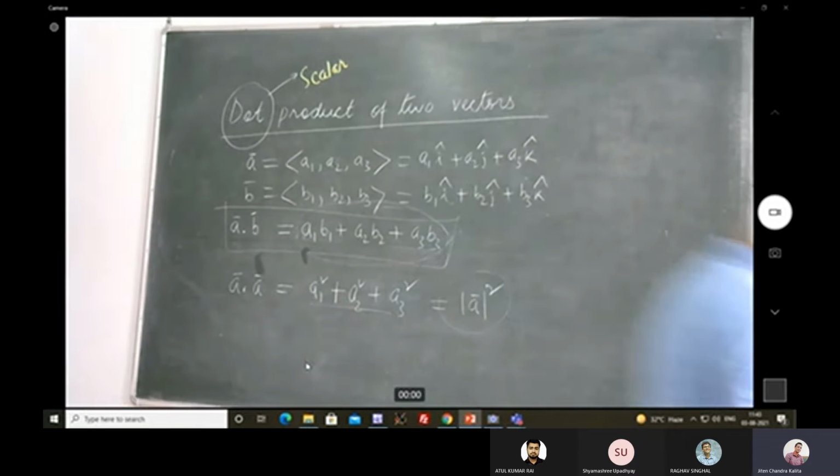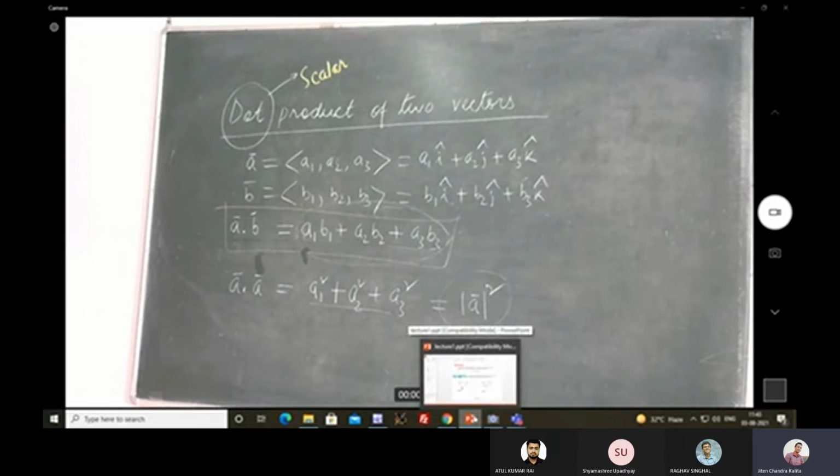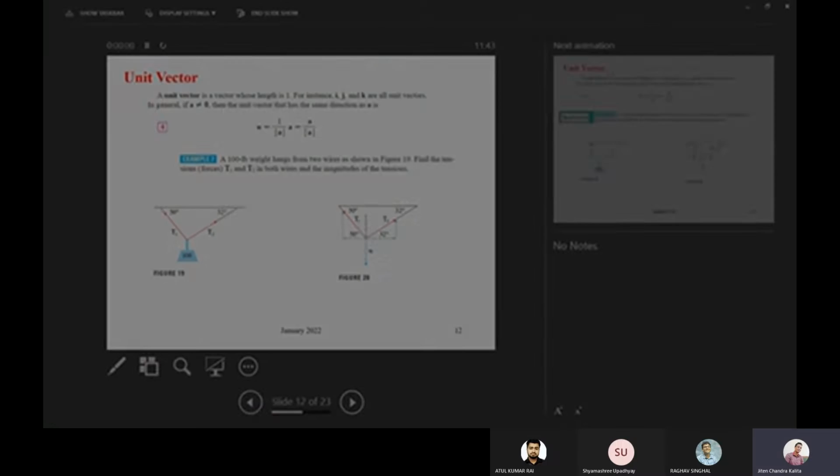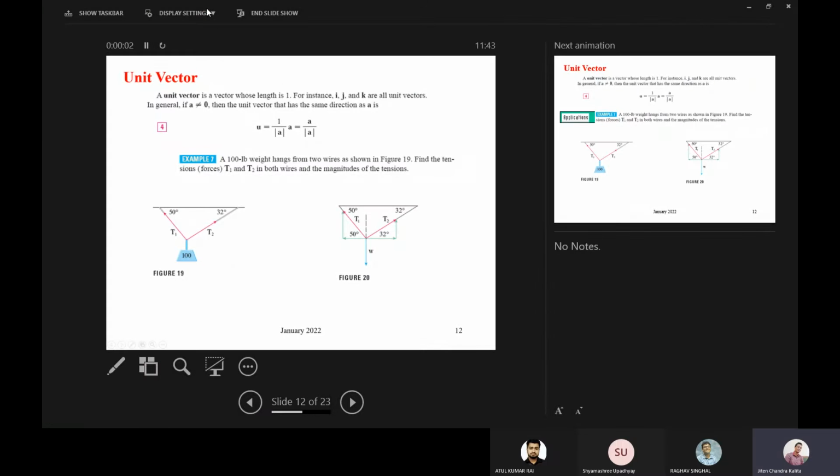So again, let me show you the properties. I'm not going to prove it because simply by making use of this definition, you can easily do that. Sir, could you please explain it geometrically? Yeah, I'll do that. Definitely, I'm going to do that.